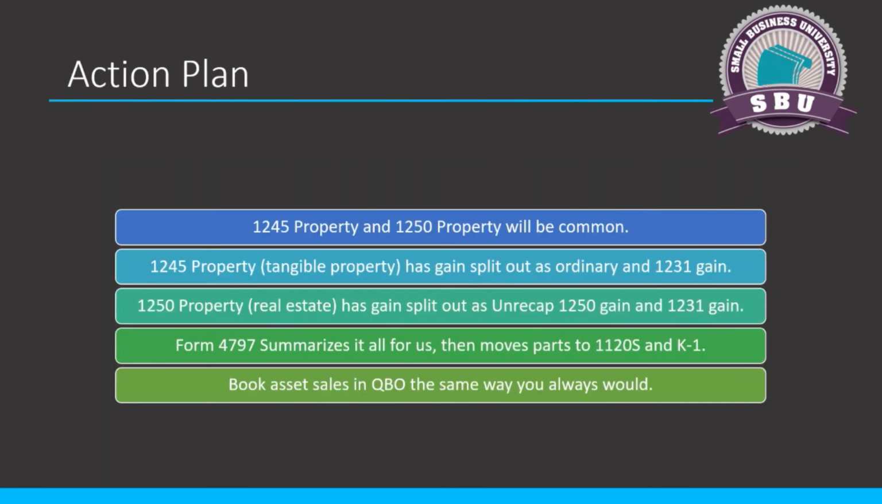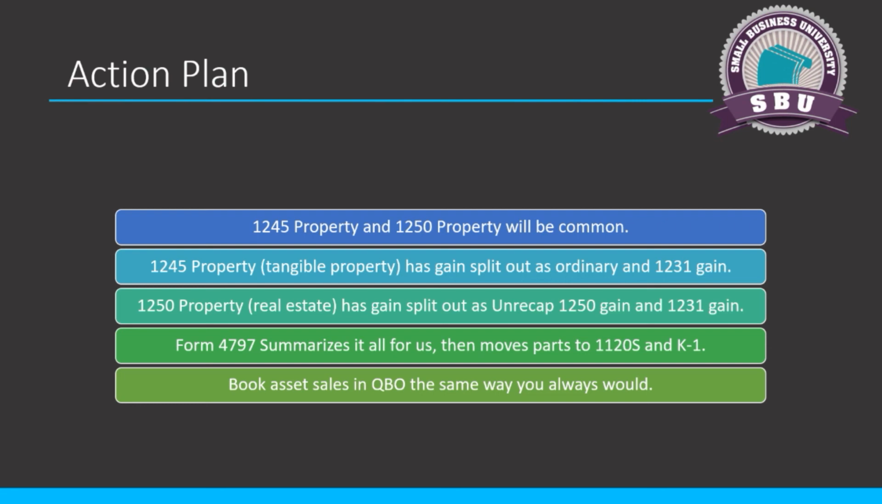And now we're done. So like I said, not too long, but here's the action plan. So 1245 property and 1250 property, those are going to be the two categories you see the most. Those are going to be the ones that are most common, so have them fresh in your mind. If this video didn't totally make sense, watch it again.